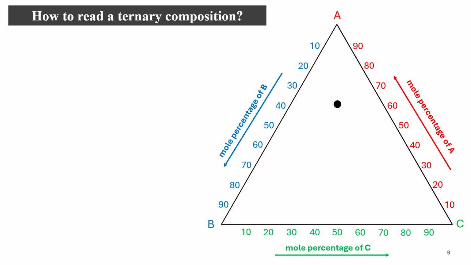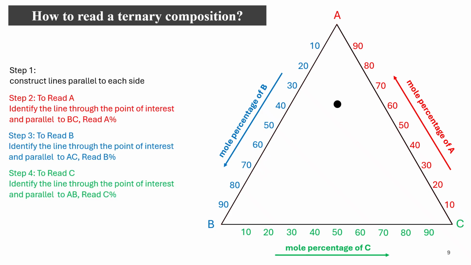So we will try to do so by taking an example to find a particular point as shown here in this example. To do so, we have 4 simple steps. They are very simple if you follow them properly. The first step says that construct lines parallel to each side. That means we should be able to construct lines parallel to each of these 3 sides. Because this is the equilateral triangle of ABC, we are having AB side, BC side and AC side. That means we should draw parallels to each side.